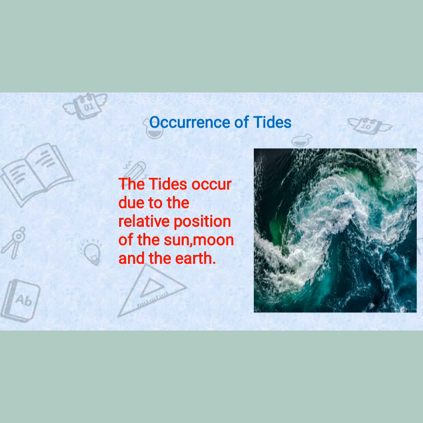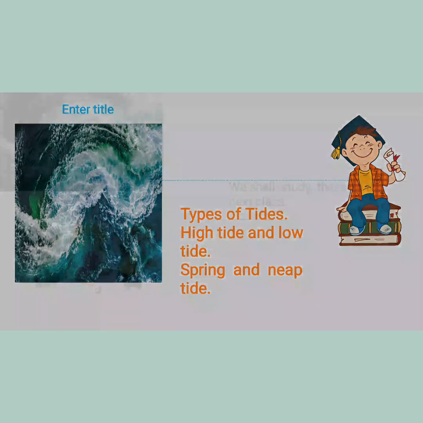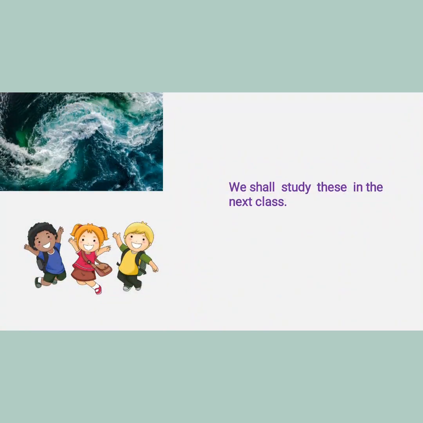Tide occurs due to the relative position of the sun, moon and the earth. We saw that in your chapter 2: the sun, the earth and the moon. This is part 5 that you need to know. When a tide occurs depends on the relative position of the sun, moon and the earth. There are two types of tides, the high tide and the low tide. And there is another type of tide, spring tide and neap tide. The rest of the factors we'll study later on. But for now, you only need to remember this much.